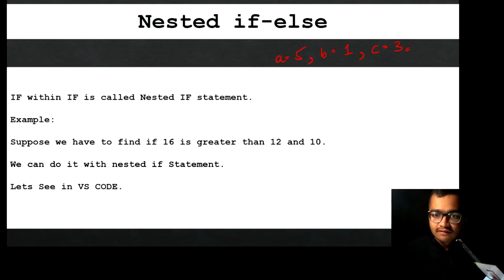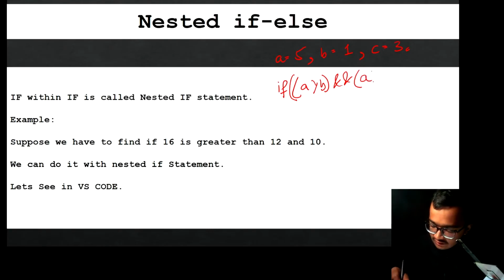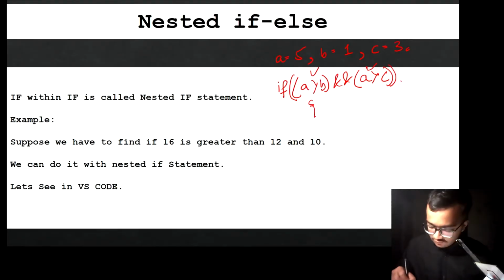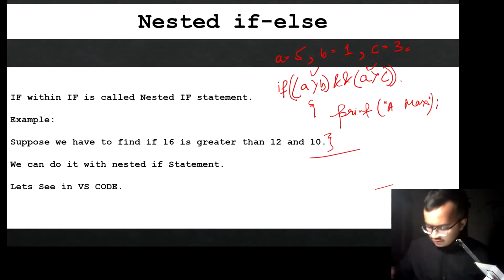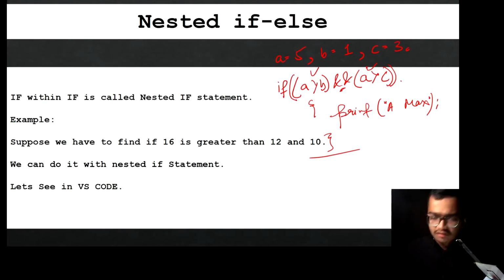If we want to do it with a single if, we can do it with the logical operators which we are already familiar with. It will be: if a greater than b && a greater than c. So what does that mean? If a is greater than b is true, and if a is greater than c is true, then it will print a is max. This is with a single if, where we are using the logical AND operator.